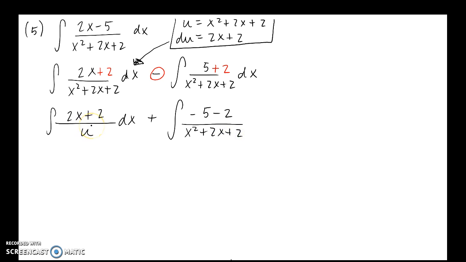So using my u substitution here, 2x plus 2 is du. So we know that antiderivative rule: natural log of u, x squared plus 2x plus 2, plus, now let's work on this. Okay, no more u substitutions because I don't have any x's in the numerator.